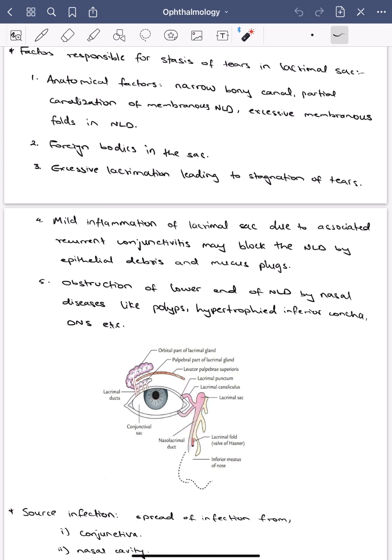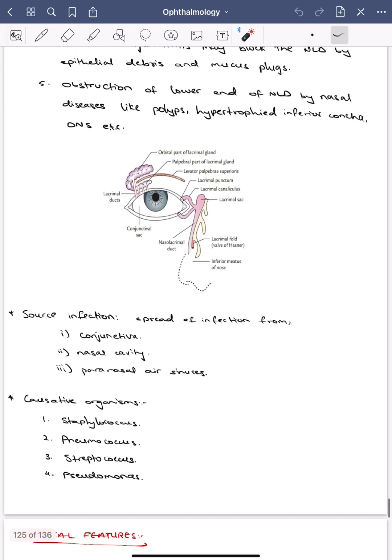the nasolacrimal duct, foreign body within the nasolacrimal duct, excessive lacrimation, then blockage of the nasolacrimal duct by epithelial debris or mucus plugs due to mild inflammation of the lacrimal sac, and finally the obstruction of the lower end of the nasolacrimal duct due to nasal diseases like polyps, hypertrophied inferior concha, and deviated nasal septum. Now the sources of infection can be the conjunctiva, the nasal cavity, or the paranasal air sinuses. Causative organisms are staphylococcus, pneumococcus, streptococcus, and pseudomonas.